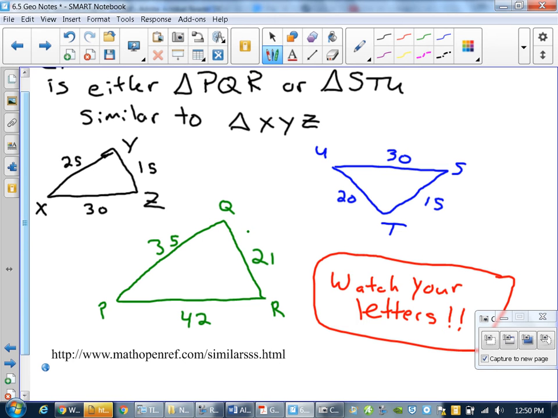Oh, not PQR. I forgot about stupid. These guys are stupid.